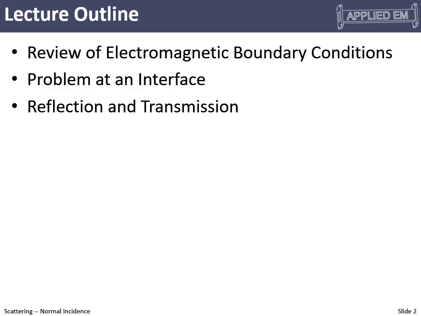First, we need to review the electromagnetic boundary conditions. Then we'll get into the physics of what's happening at that interface. Based on that, we can go on and actually derive equations to calculate reflection and transmission.